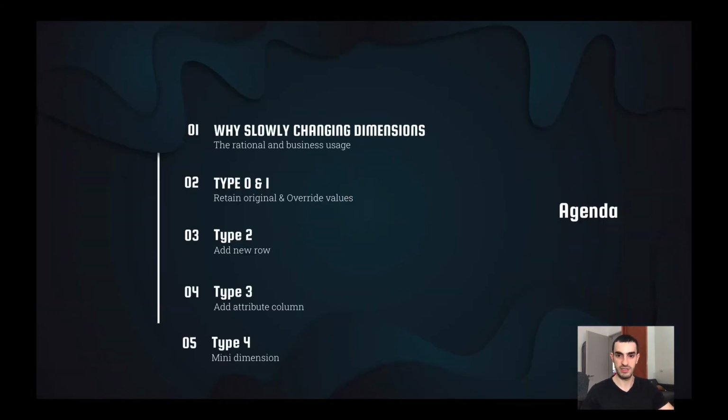So let's go forward and start with the talk. This is the agenda for this talk. We'll start by discussing why we need slowly changing dimensions, what is the rationale and the business need for them. Then we will talk about each type. We'll start with type 1 and 0, which are to retain the original and override the values. Go to type 2, which is the most widely used type, and we will spend most of the time there. Then we'll continue to type 3 and 4, which are adding a column and mini dimensions.